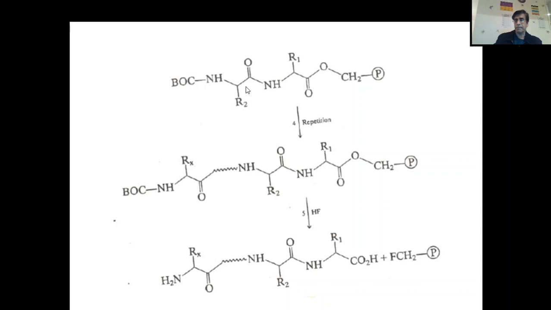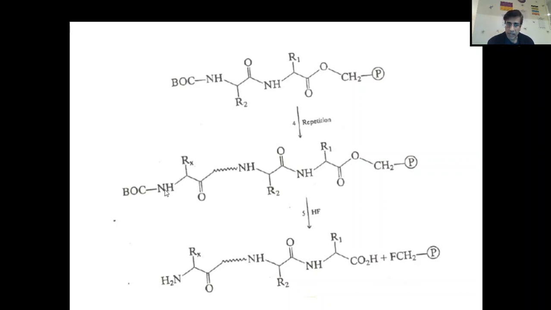Now the third step is just a repetition. You have to cut this BOC, bring the NH2 here, and then introduce the third monomer and fourth monomer and fifth monomer, and that's how the chain starts to grow. That is why we are showing this line here, the chain continuation. When you get the complete sequence, whatever sequence you want, however many monomer units you wanted to connect, 50, 60, 100,000, whatever.